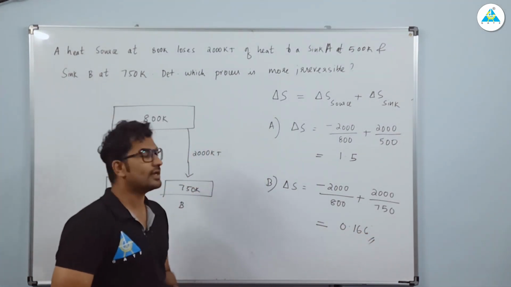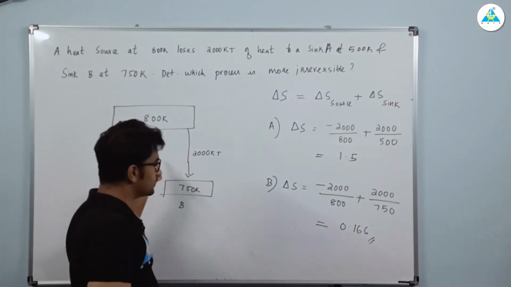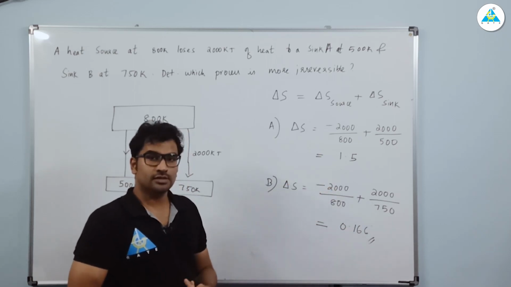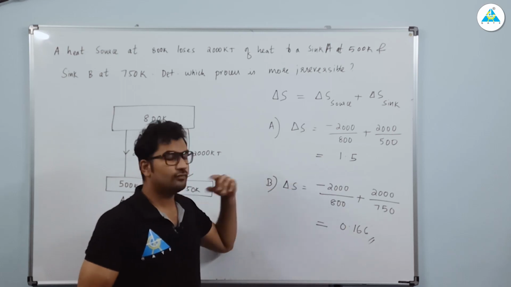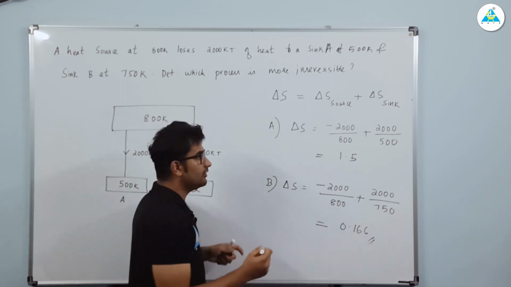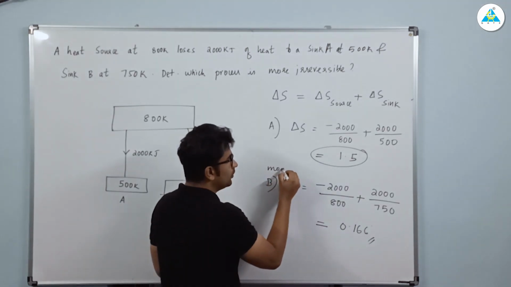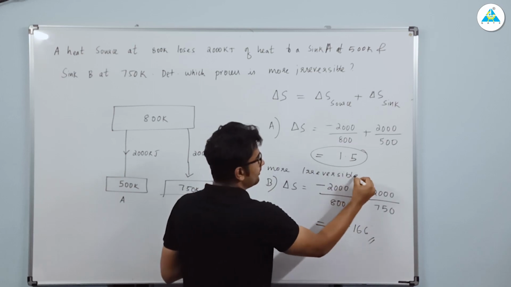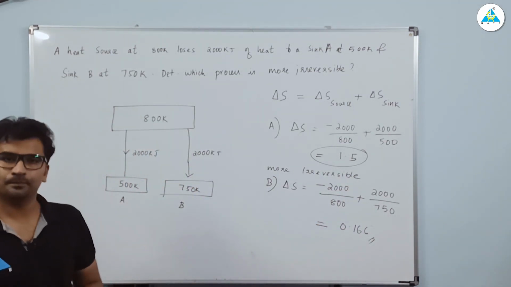So in both cases you can see that net entropy is positive, right? Both processes are irreversible, right? So in both cases the entropy is positive. Whichever system has more entropy change will be more irreversible, right? This will be more irreversible. Clear? So this is the way we will be finding.